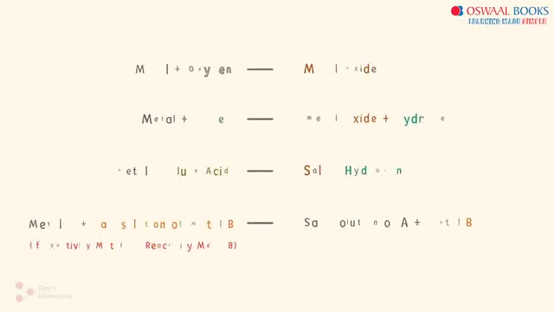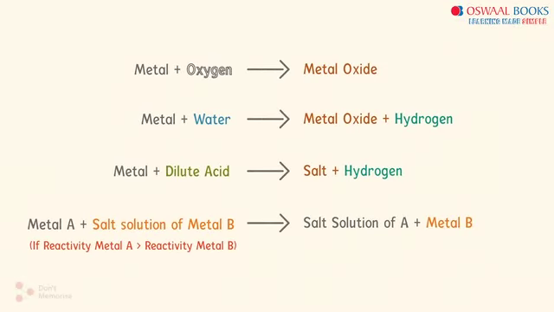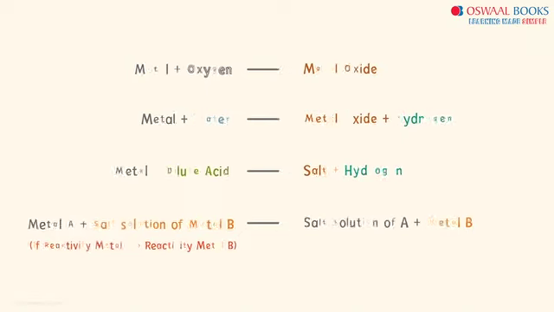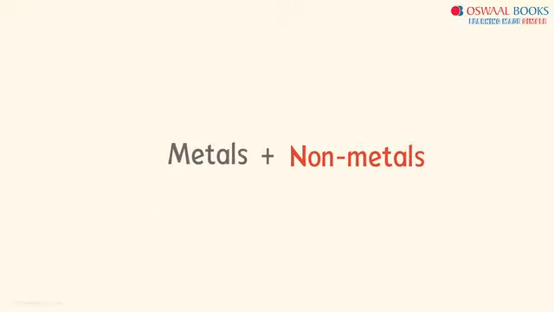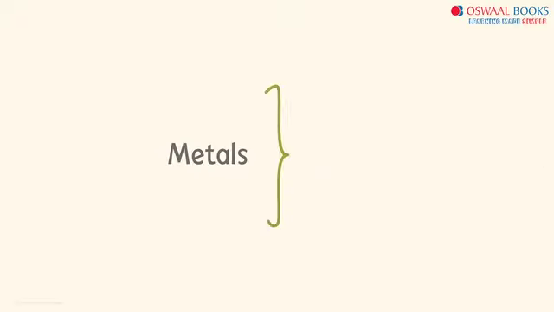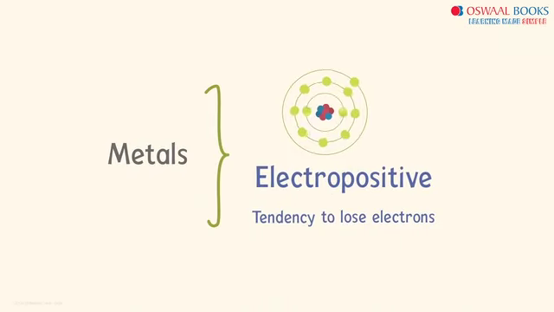In the earlier lessons, we saw the reactions of metals with a number of things. Now let's narrow down our learning to one specific case, and that's metals reacting with non-metals. To understand how they react, we just need to know one simple concept, and it's the fact that metals are electropositive in nature. What does that mean?